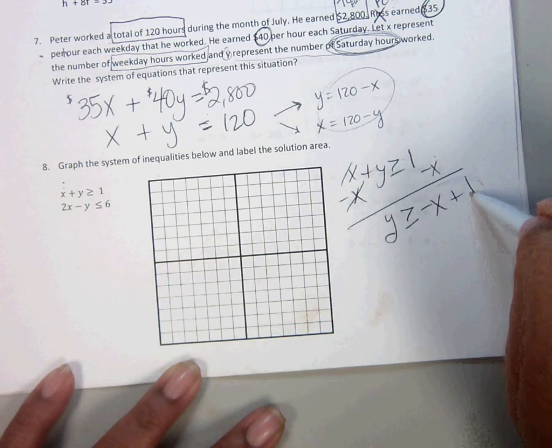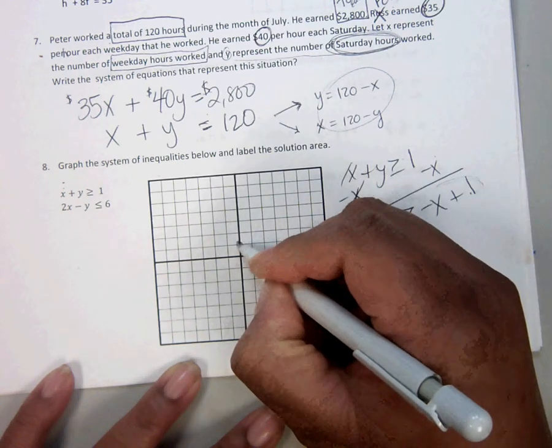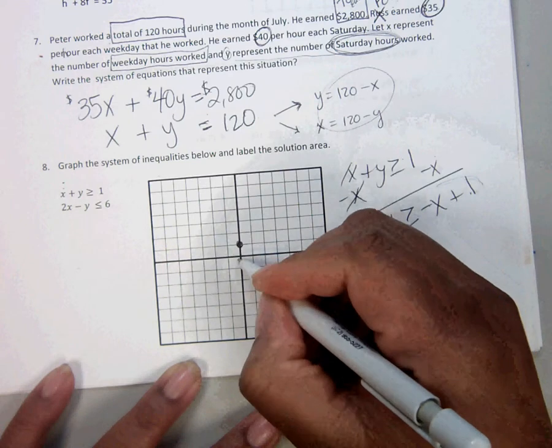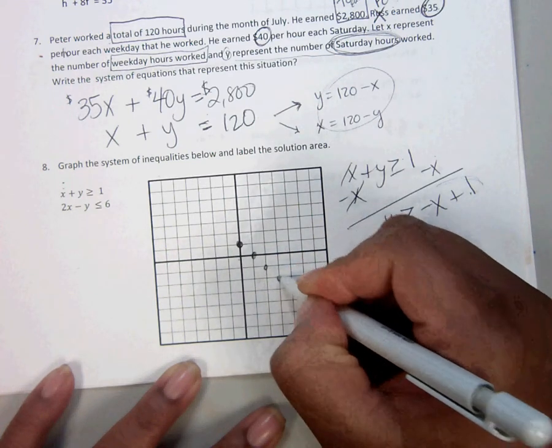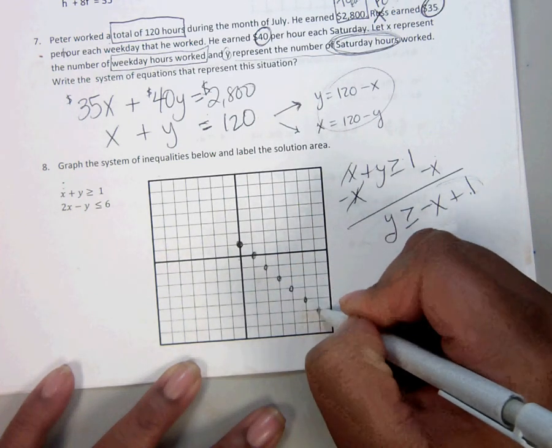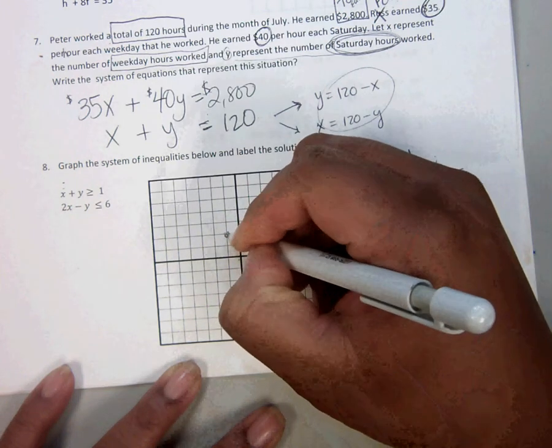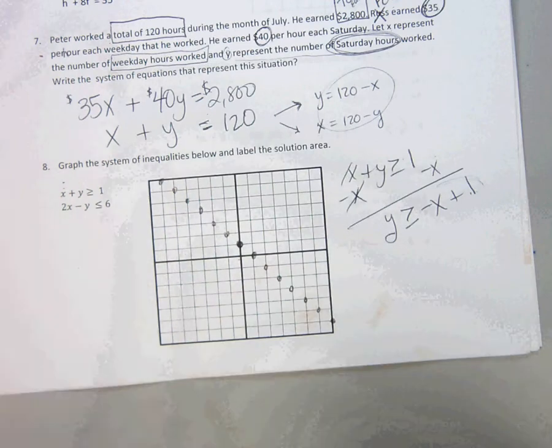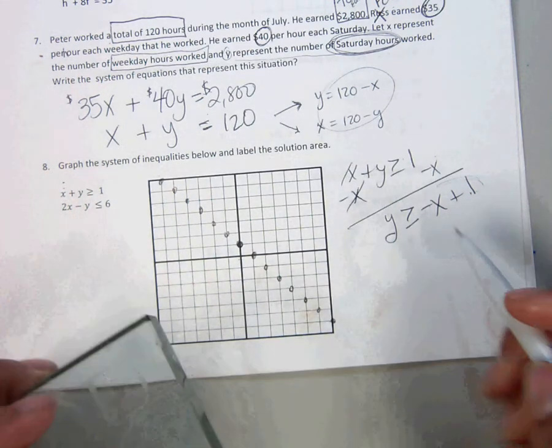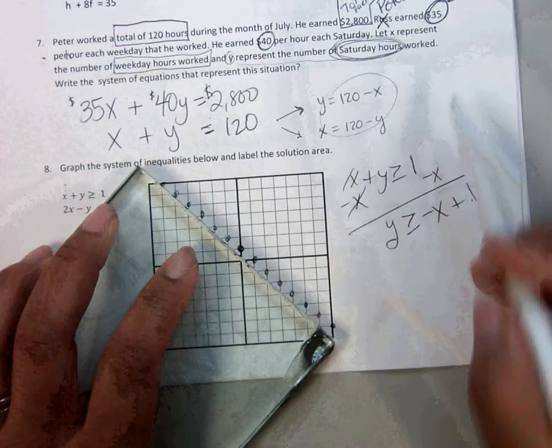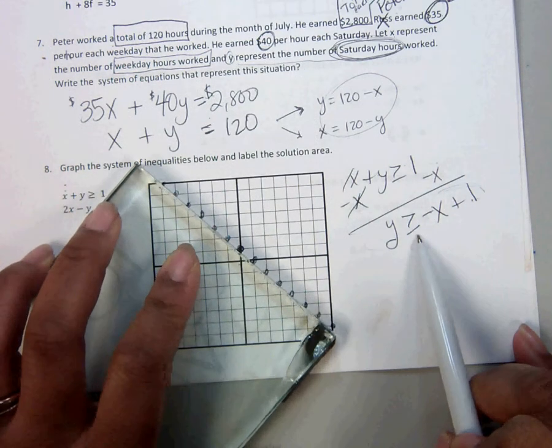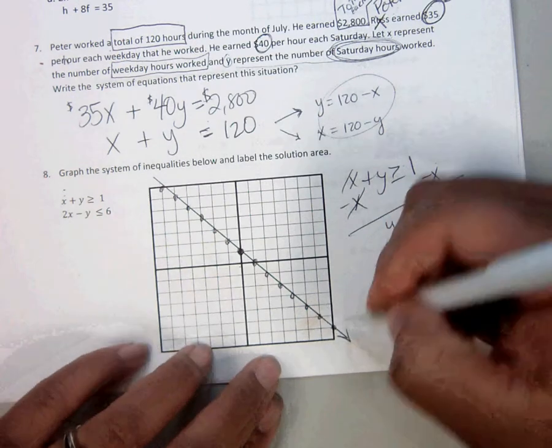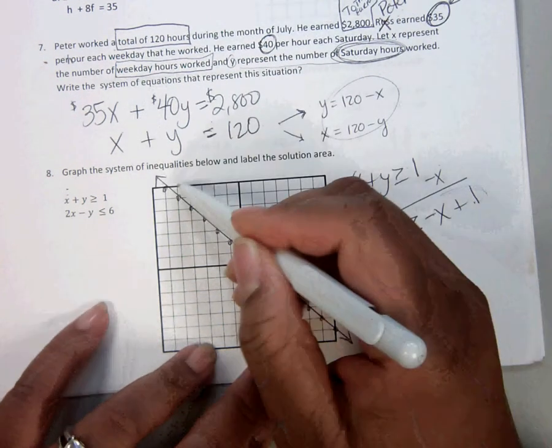So the b is 1, so go to 1 on the y-axis. The m is negative 1, so we're going to go down 1 and right 1. Do the opposite to graph the other side. Use a straight edge to connect, and it will be solid because there is a line under the inequality. It says greater, so shade up.